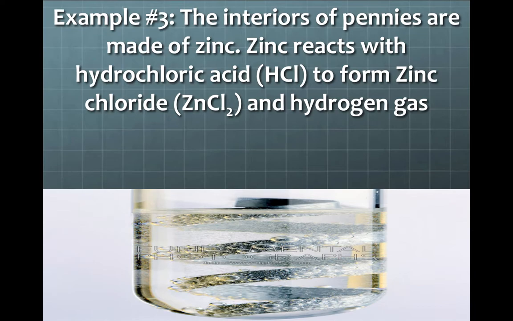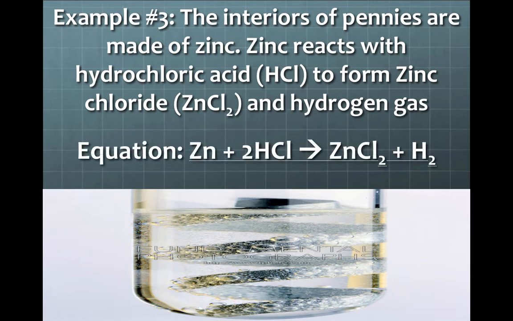Okay, another one. The interiors of pennies are made of zinc. If you take a penny and you put it into hydrochloric acid, you'll get a reaction. The zinc reacts with hydrochloric acid to form zinc chloride and hydrogen gas. In this case, we actually have a metal replacing a non-metal. So zinc plus 2HCl forms zinc chloride, ZnCl2, and H2. I already balanced it for you. If you notice, the zinc replaced the hydrogen in the compound to make zinc chloride. And it's H2 over here because hydrogen is one of those diatomic elements.